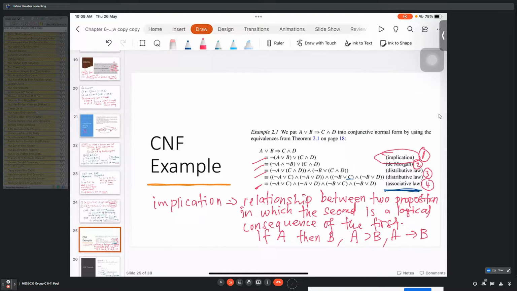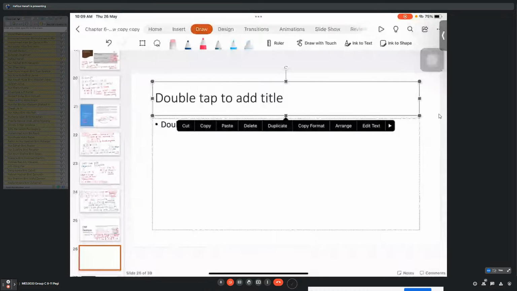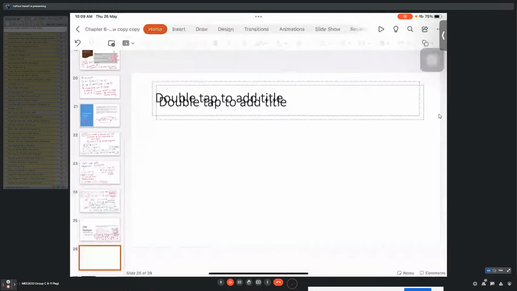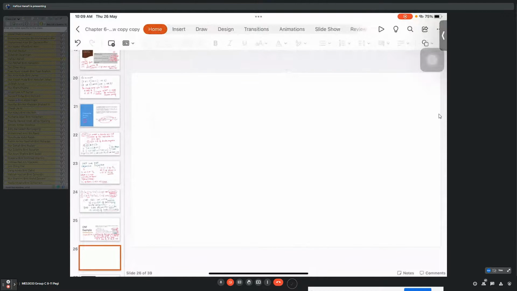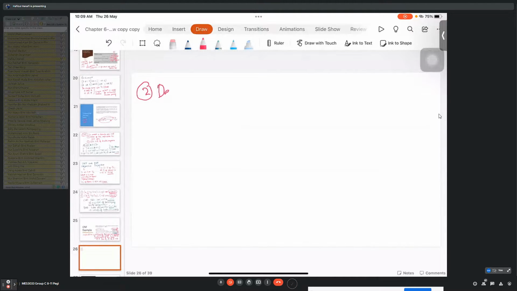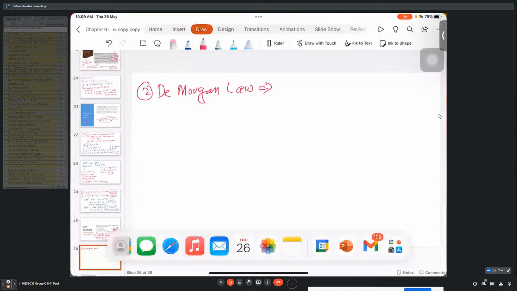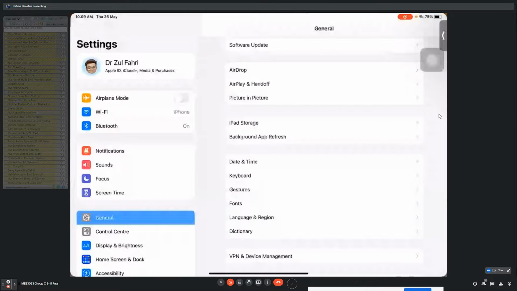Secondly is De Morgan's law. Wait, I connect to the internet first. Okay, De Morgan's law. Can you see?